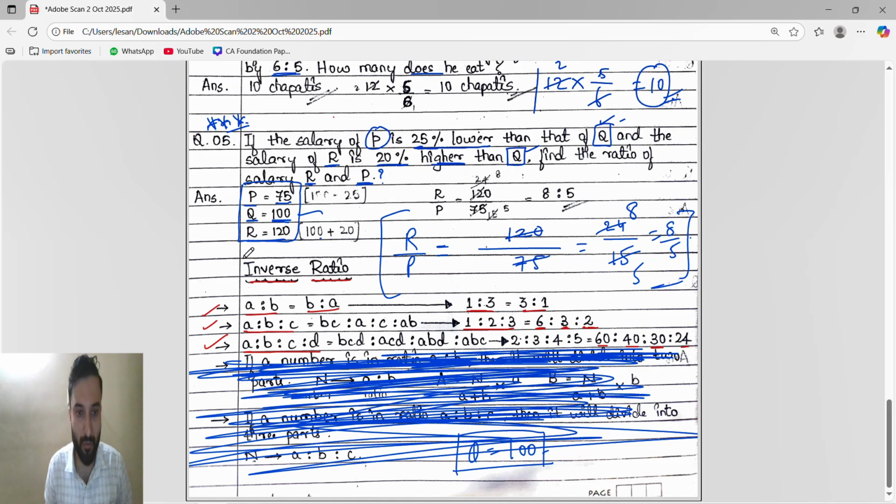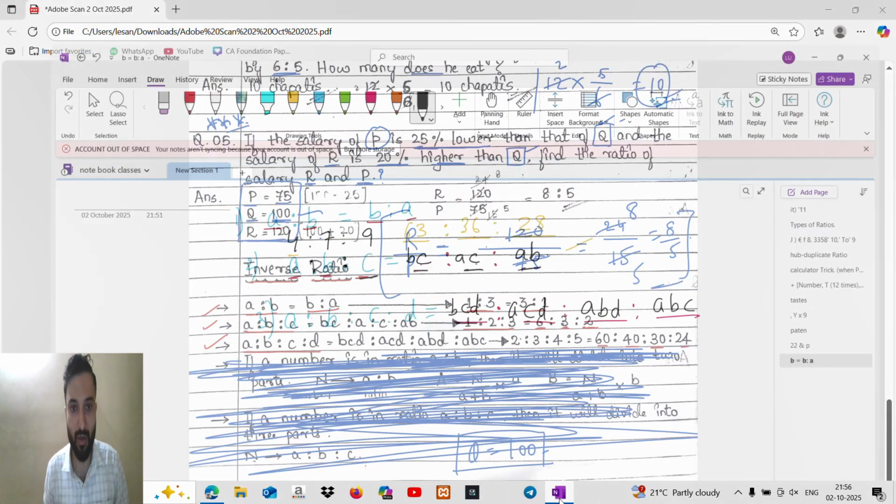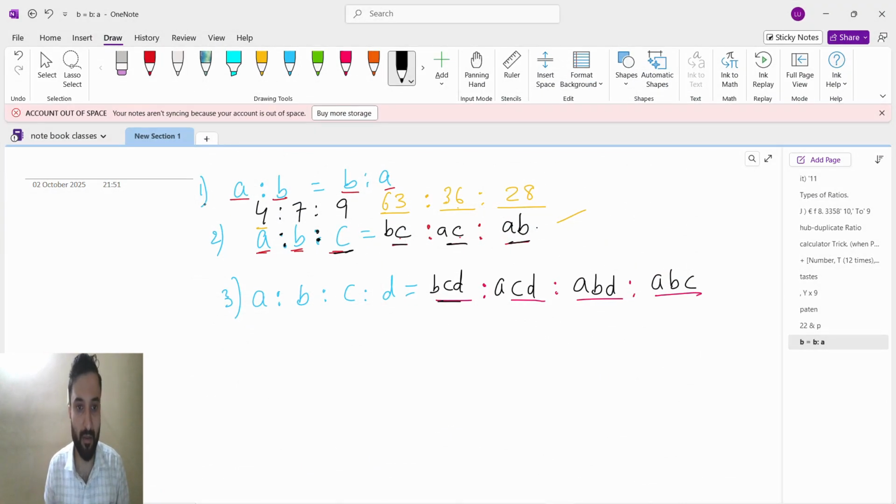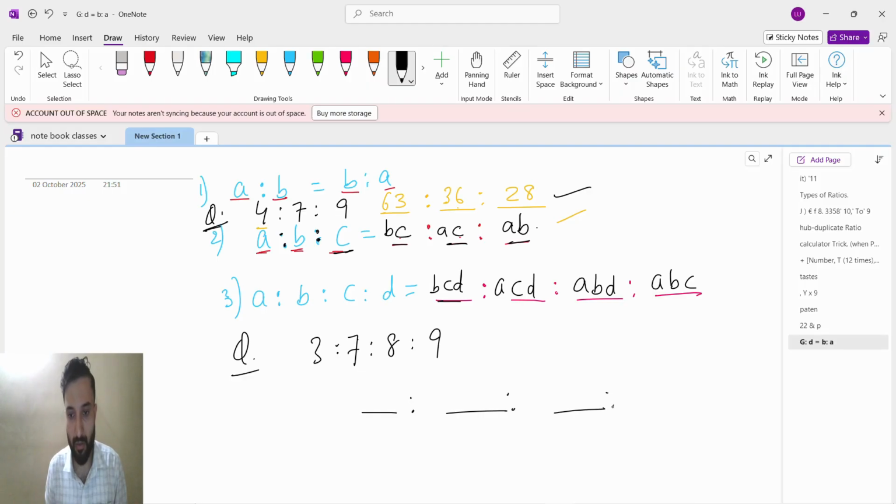So what you have to do here is write down the heading inverse ratio and write down this first point as it is, second point as it is, third point as it is. And then after that you can just write down the question like this. Write this question 4:7:9, and then again write another question, 3:7:8:9. So A, B, C, D, we have to find.